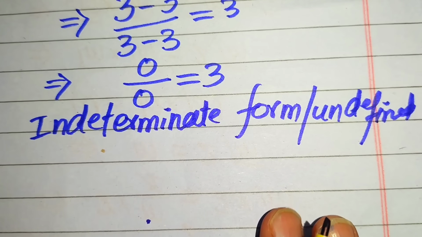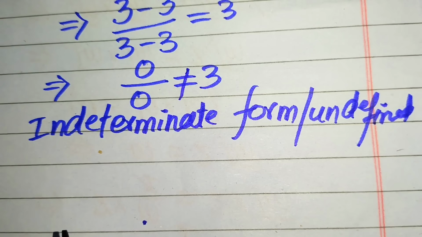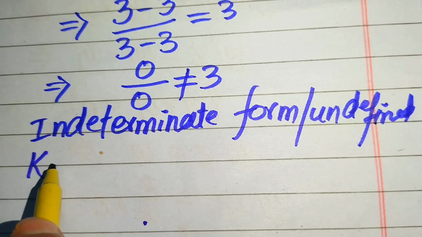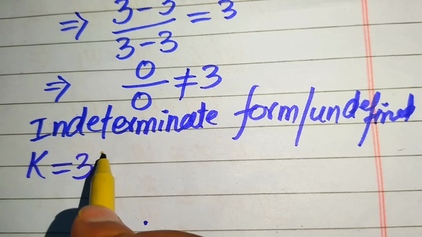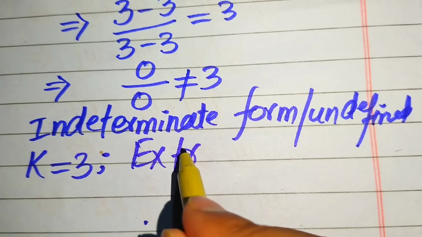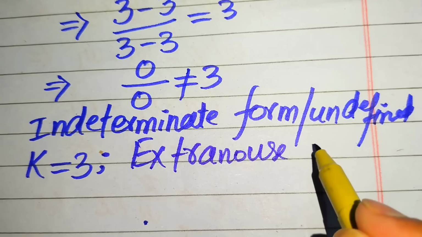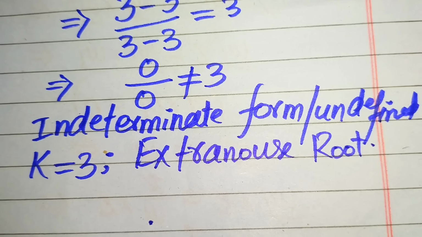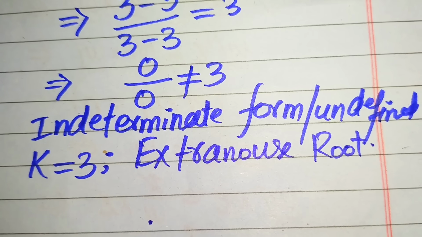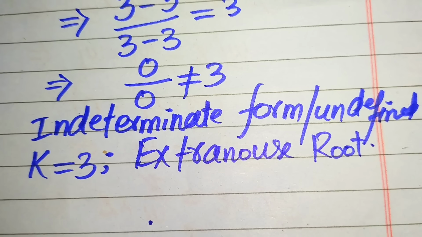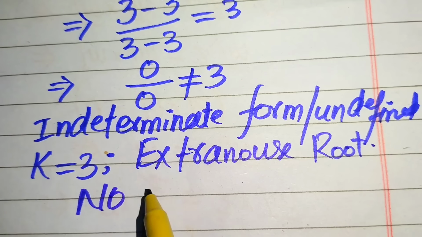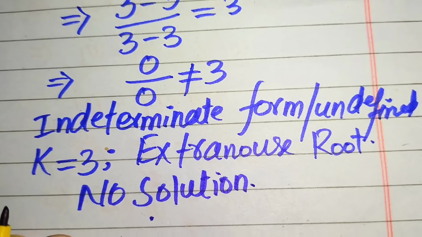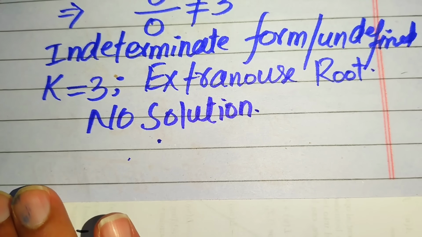If both sides are not equal, this concludes that the value k = 3 does not satisfy our given question statement. So we call k = 3 the extraneous root of the given equation. It is an extraneous root because it does not satisfy the given statement. Finally, we cannot get any other value of k which satisfies the given statement. So we conclude that this question has no solution. This is our final answer from the first method.